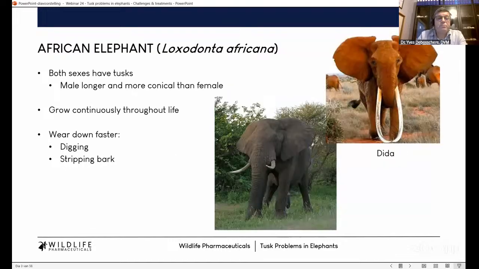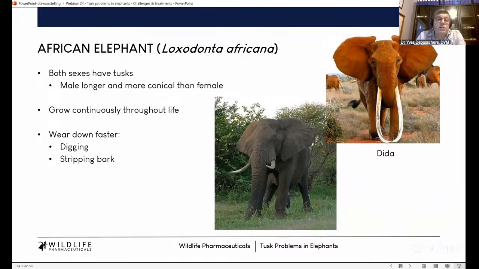If we speak about elephants, we have two big species, the African elephant and the Asian one. If we look at the African elephant, both sexes have tusks. In the male, they are longer and more conical than in the female. So that is also a challenge. If you have a male African elephant, this conical part is much more difficult to extract than in a female or in an Asian elephant.